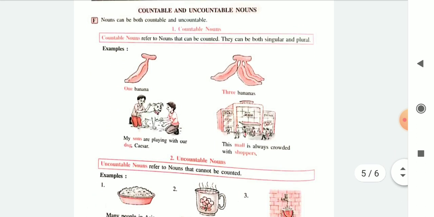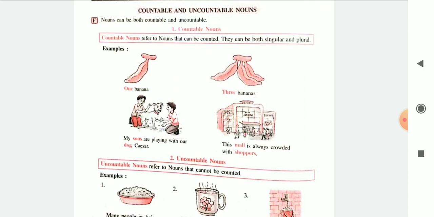Then we have countable and uncountable nouns. What do we mean by countable? There are certain things, persons, places where you can count. It's easy. You can put a number on it. Like I ate 2 bananas in the morning. I will need 3 chapatis for my dinner. Here you can count your stuff. I did 4 exercises for my homework, 4 sums, 4 exercises.